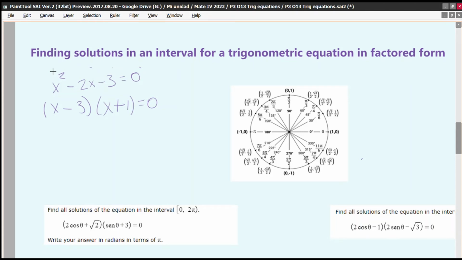Now let's go into the second objective, that is finding solutions in an interval for a trigonometric equation in factor form. So first off, what we have to understand is what is a factor form of an equation. And you know this already. So if I give you a general equation without any factorization, it looks like this.